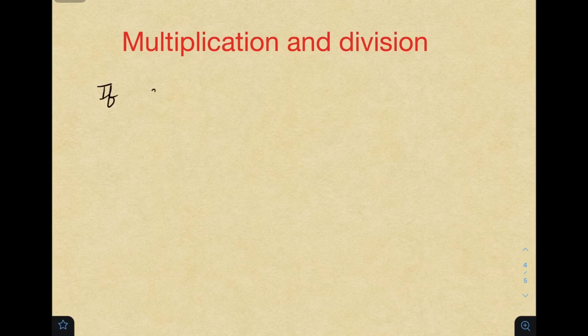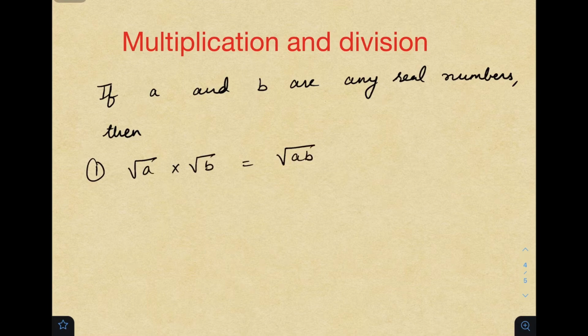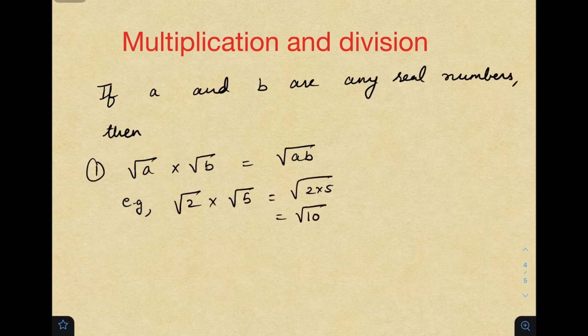Now we will learn about the rules for multiplication and division of irrational numbers. If a and b are any real numbers, then the first rule says square root of a into square root of b is equal to square root of a into b. For example, root 2 into root 5 is equal to square root of 2 into 5, which is square root of 10.